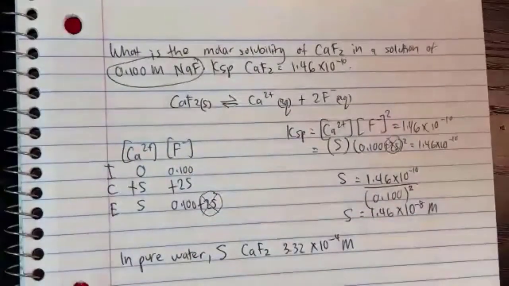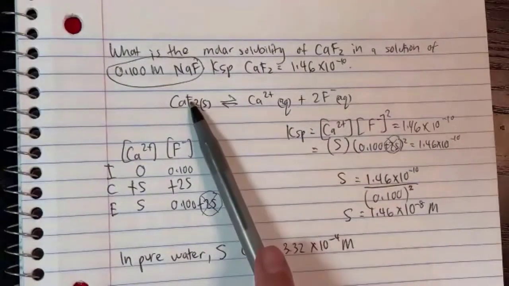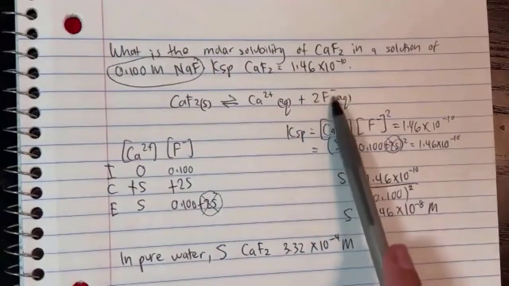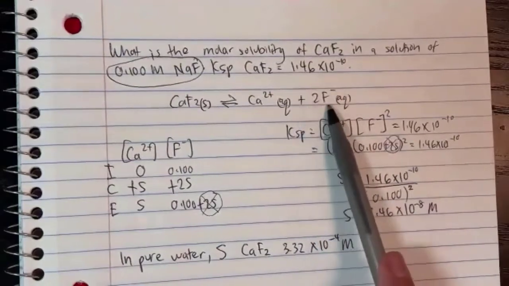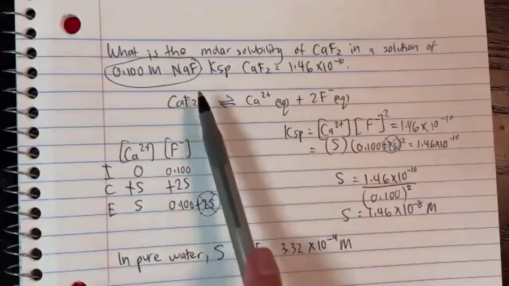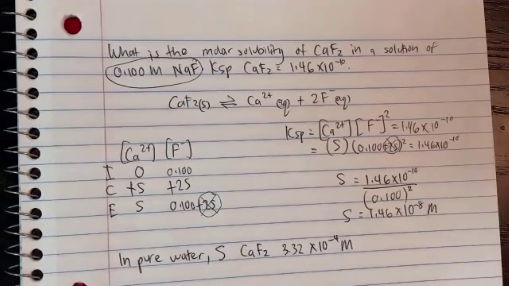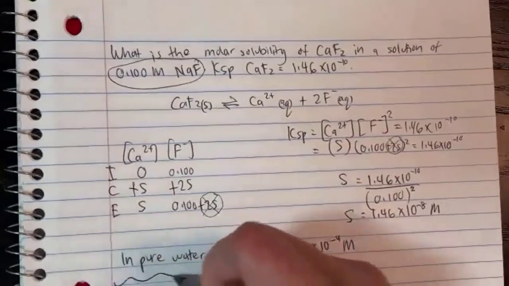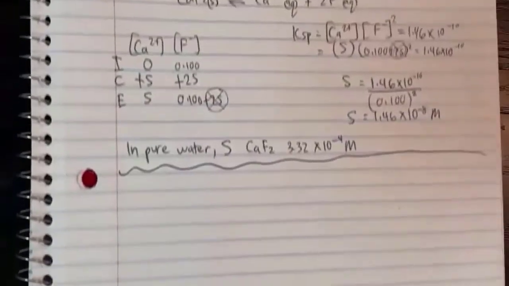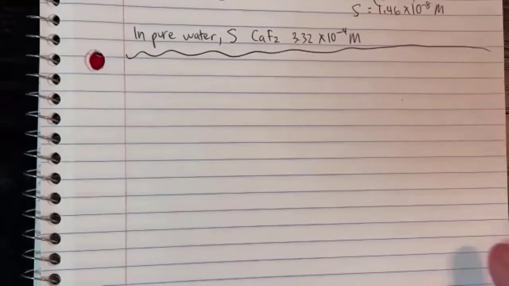Like in this case earlier, we have CaF2, and F was the common ion. Because the presence of F is here, it pushes the equilibrium backwards, so your solubility becomes a lot smaller. Okay, so let's go to the next part now, where we want to calculate Q compared to K and see if something precipitates out.